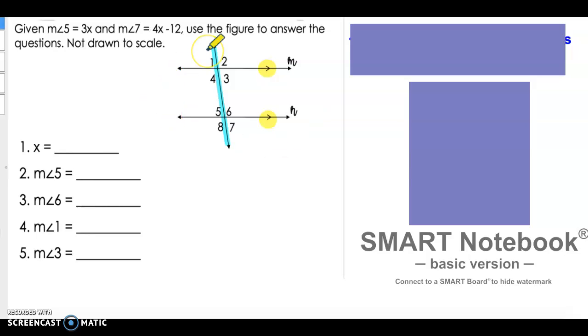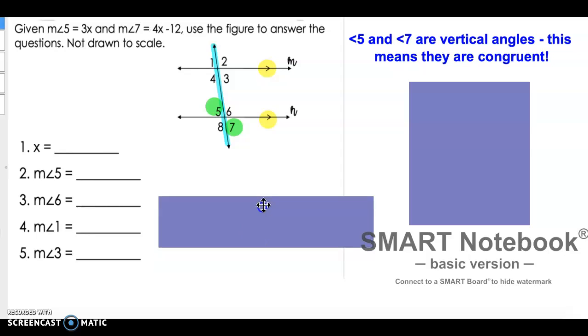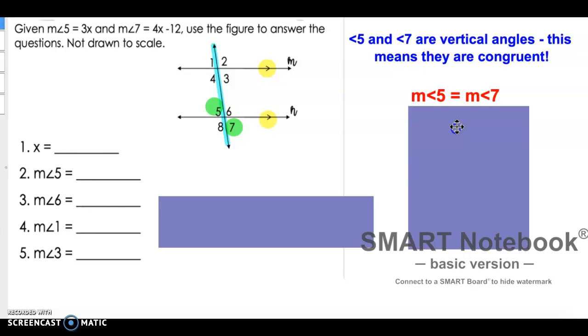So we are given the measures of angle 5 and angle 7 as expressions. So we need to figure out what is the relationship between angle 5 and angle 7. If we look, we can see that angle 5 and angle 7 are vertical angles because they are across from each other. And that means that they are congruent. So we're going to say that the measure of angle 5 is equal to the measure of angle 7.